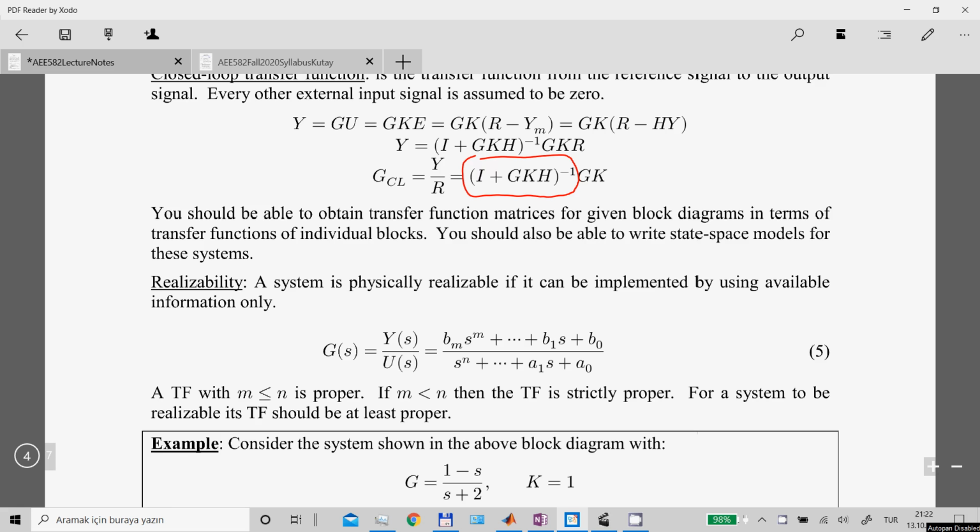Welcome to the second video. Realizability is defined as follows. A system is physically realizable if it can be implemented by using available information only.